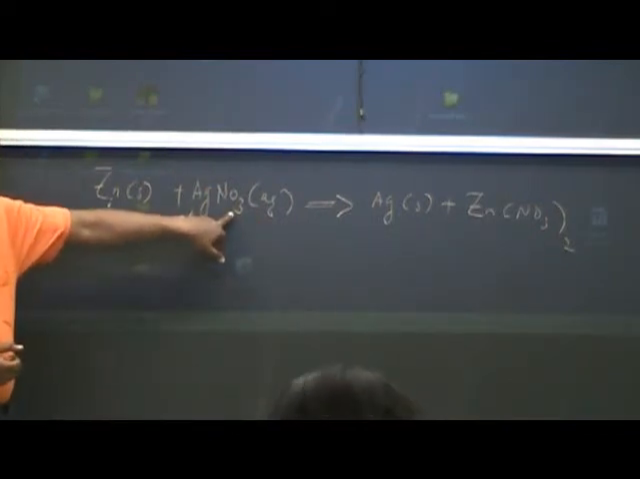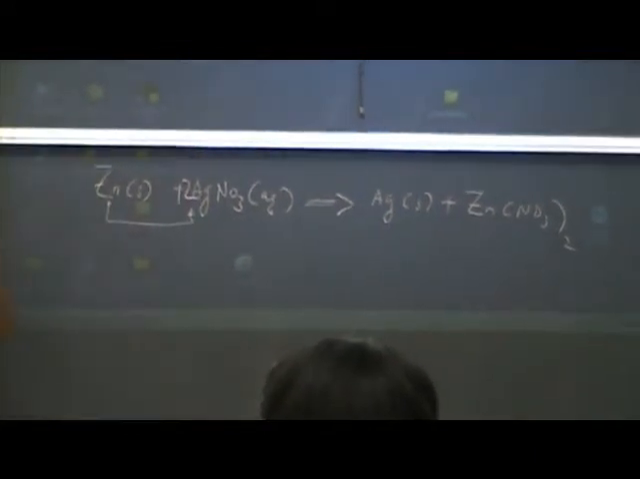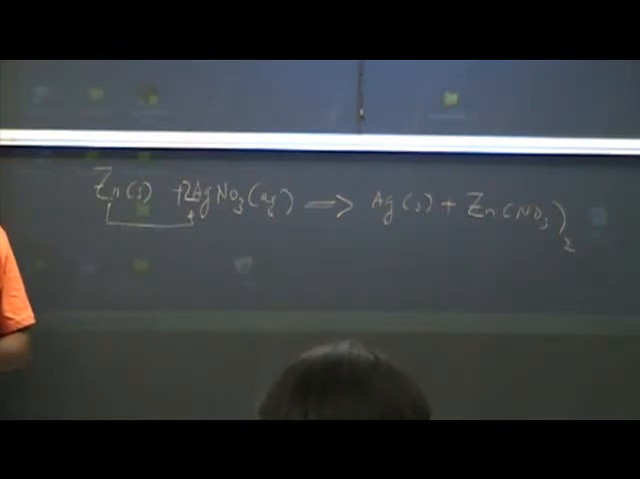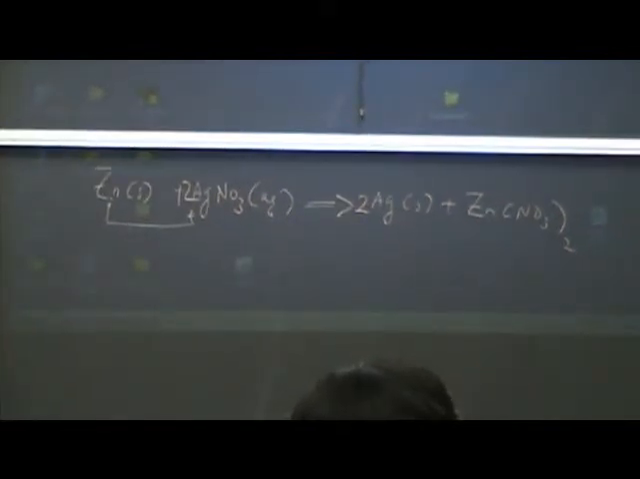I have 1 nitrate here, right? How many nitrates do I have? 2. So simply I can put 2 here to balance the nitrate ion. Then go to the single ions. If you have a polyatomic ion, do the polyatomic ion first. It's not a rule, it's not a regulation, but it makes things easier. So the equation is balanced.